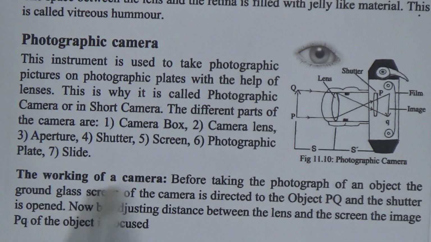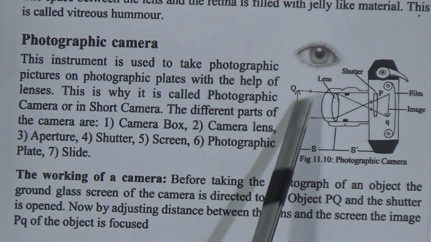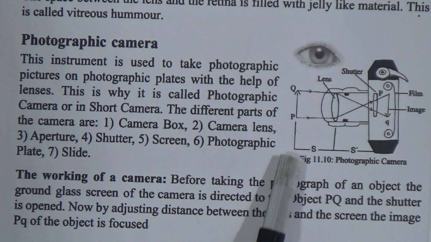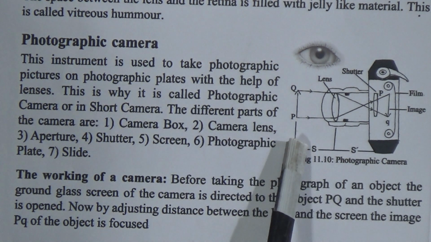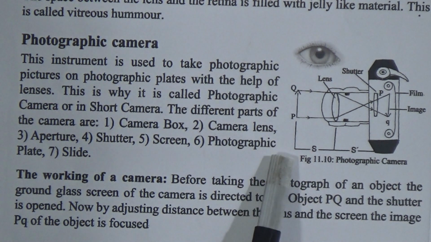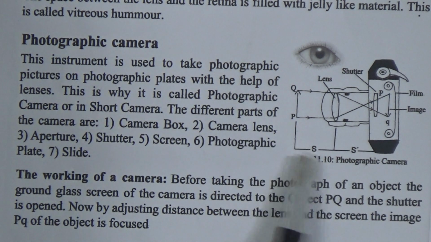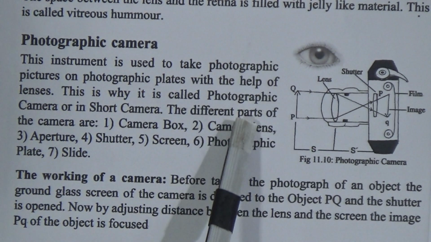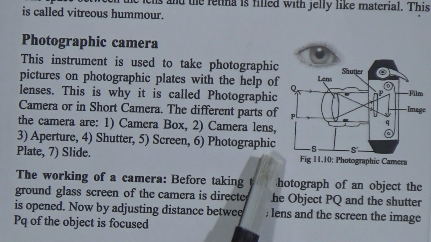Now come to the working of the camera. Before taking a photograph of an object, this PQ object, we want to take the picture of the PQ object using the camera. We have to open the ground glass screen of the camera, detect the object PQ, and the shutter is open. Without opening the shutter we cannot take the picture. Now, by adjusting the distance between the lens and the screen, the image of PQ is focused. If it is out of focus, the picture will not be clear, and if it is too near, the picture will not be clear. We have to adjust the focus first.